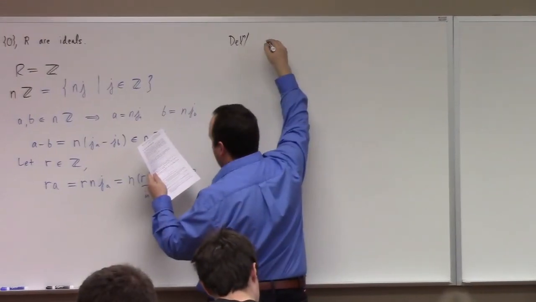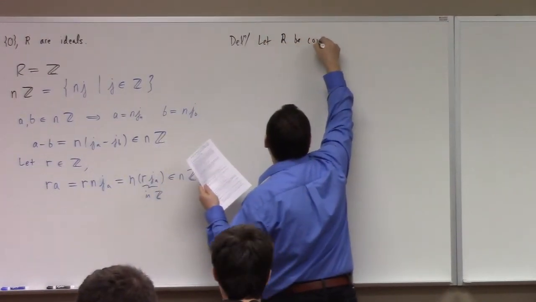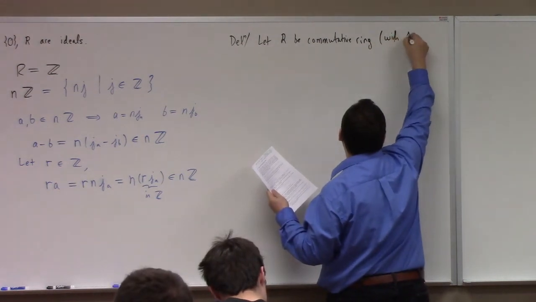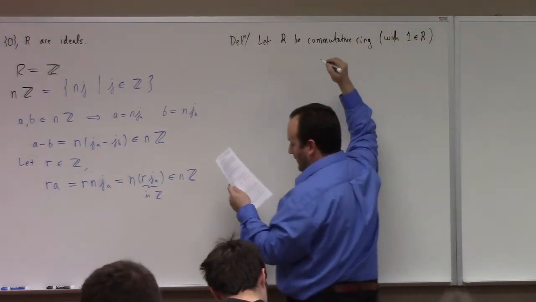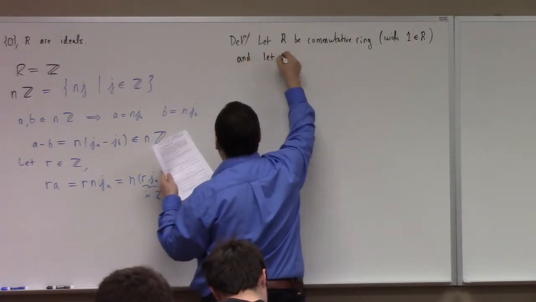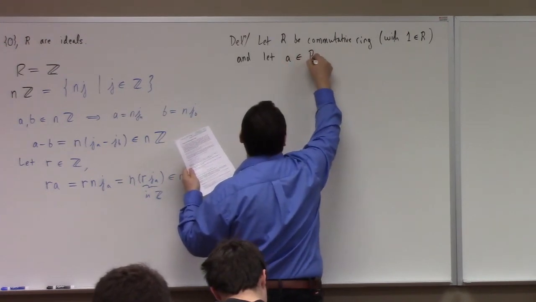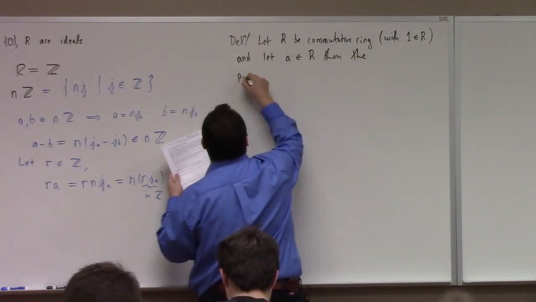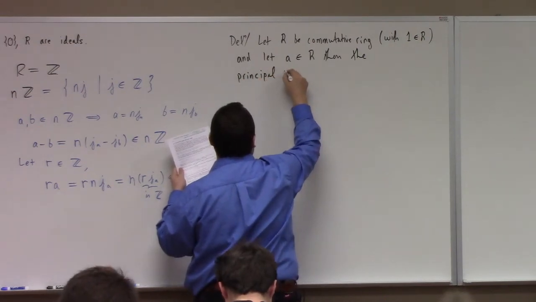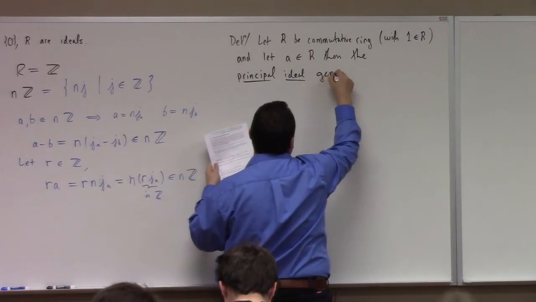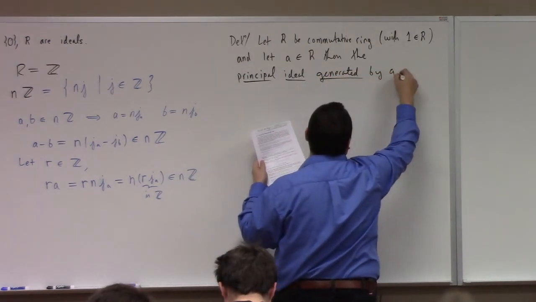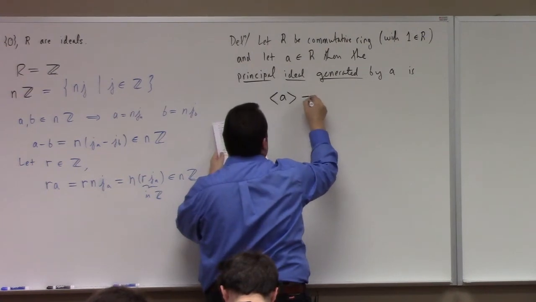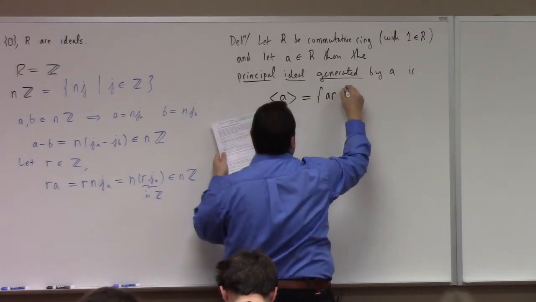Definition: let R be a commutative ring with unity. Let R be a commutative ring, and of course for us, with 1, right? And let a be an element of the ring, then the principal ideal generated by a is, here it is, bracket a, which is by definition ar such that r is in R.